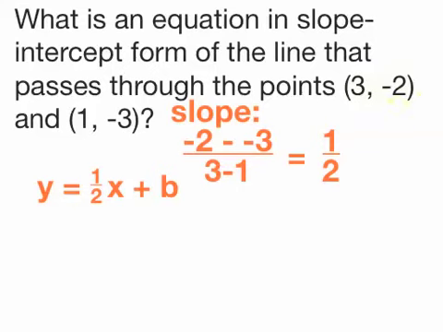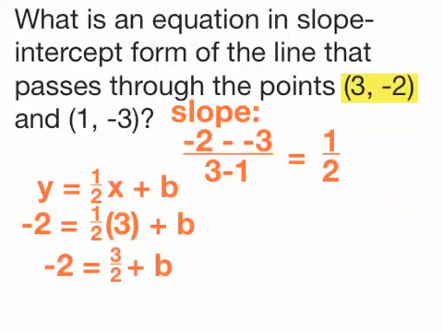I'm just going to use the first one, so I'm going to use (3, -2) to plug in for my x and my y values. I need to plug in 3 for x and -2 for y. When I do that, I have -2 equals 1/2 times 3 plus b. Well, 1/2 times 3 is 3/2, so -2 equals 3/2 plus b. You need to subtract 3/2 from both sides, and when you do that, you get -7 over 2 equals b.